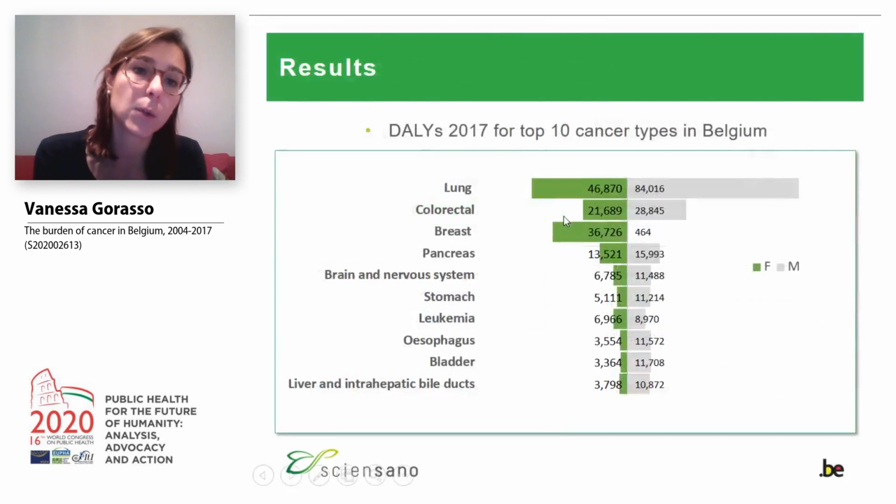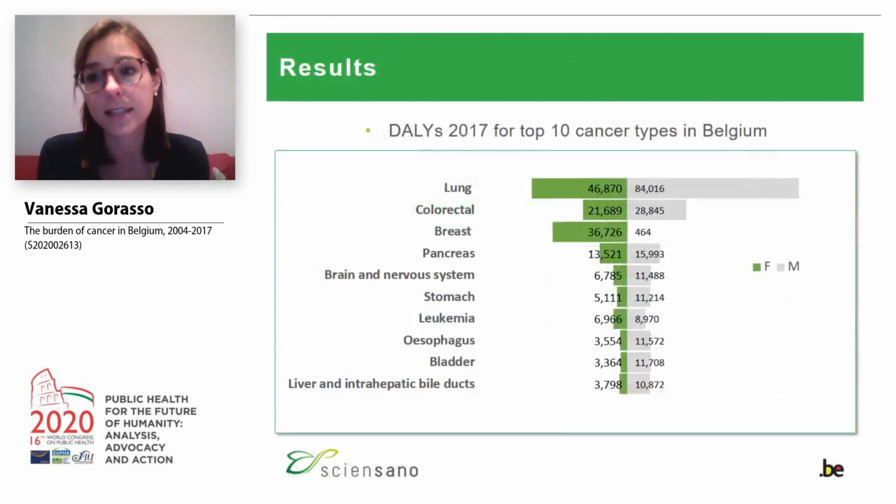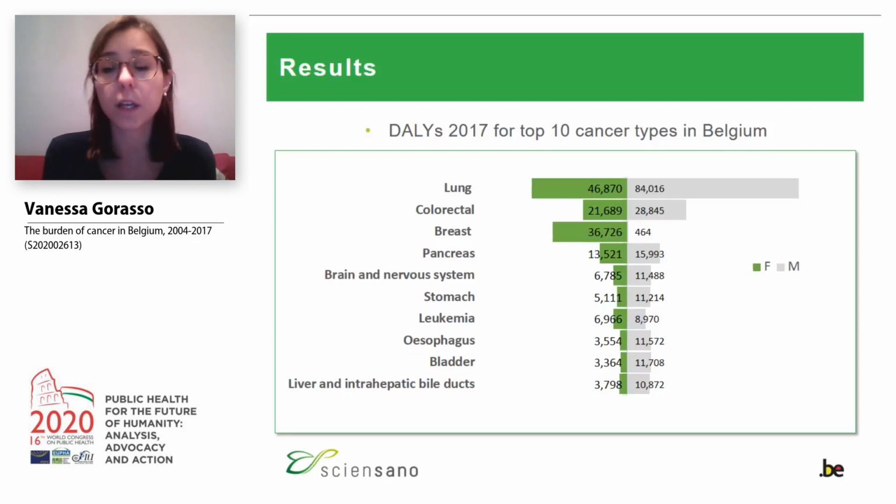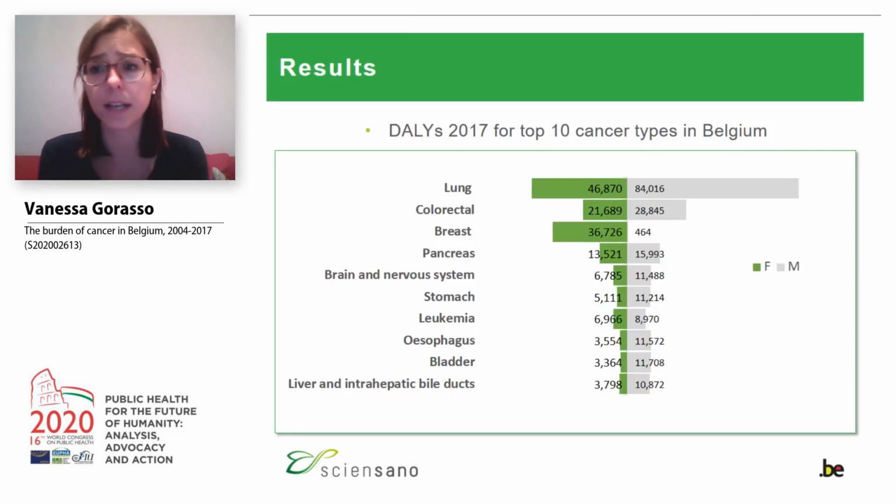In this slide, you can see some results of the disability adjusted life years for 2017, and we can have a look at the top 10 cancer types in Belgium for the overall population. We find lung cancer as the largest contributor to the burden of disease in Belgium for both sexes, but for men this burden is double the one observed in women. In second place for the overall population, we find colorectal cancer, which is also the second largest contributor to the burden for men.